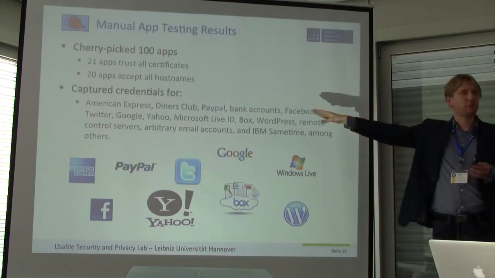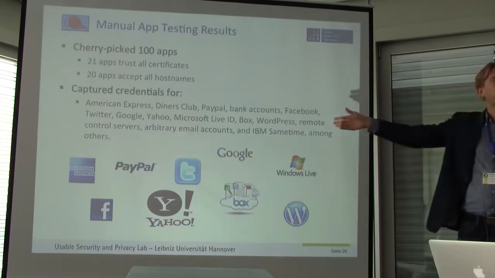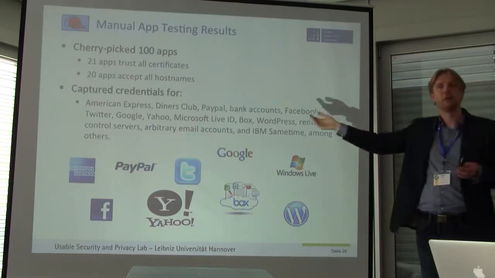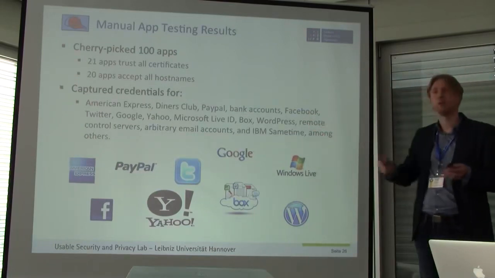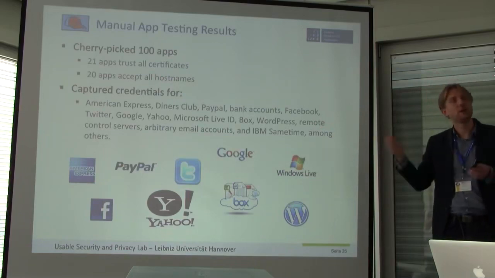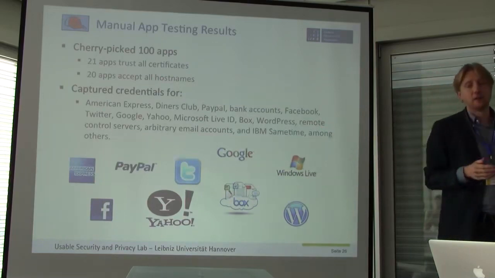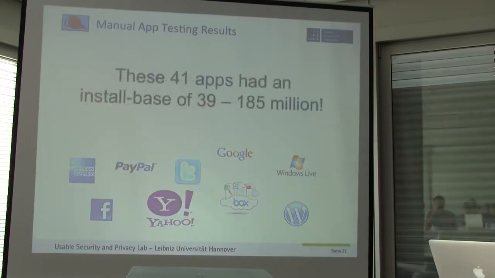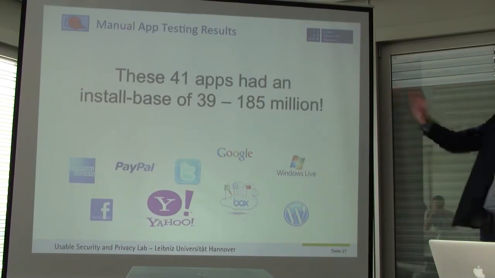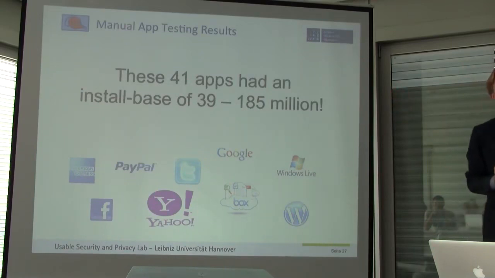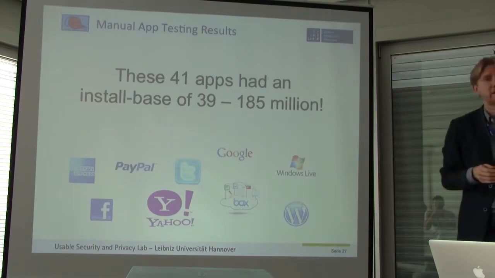American Express had a security problem. It was a third-party app which leaked information. The same with PayPal. The PayPal app itself is fine, but other apps messed it up. And even though they're third-party apps, they have a large install base. So just these 41 apps had an install base of somewhere between 40 and 185 million installs. And that, of course, is a massive user base you want to attack.